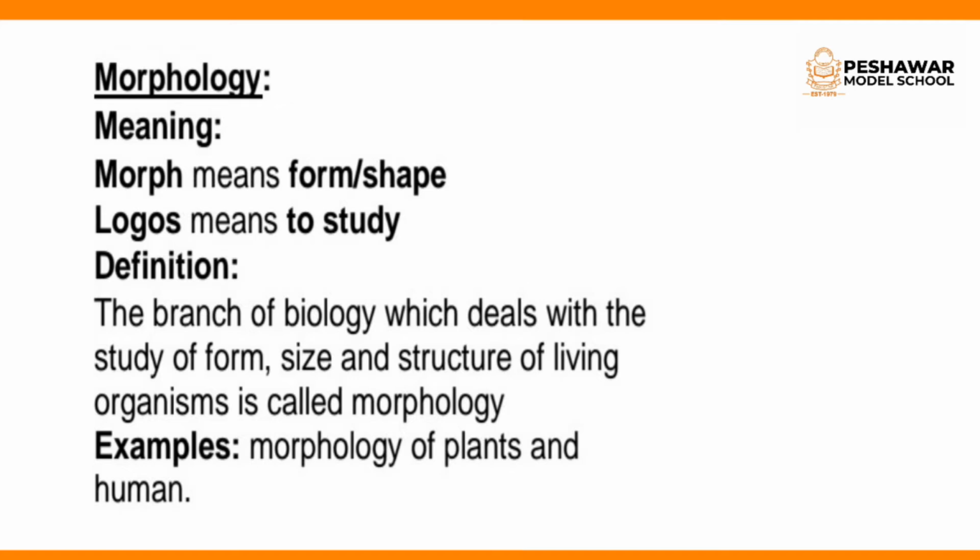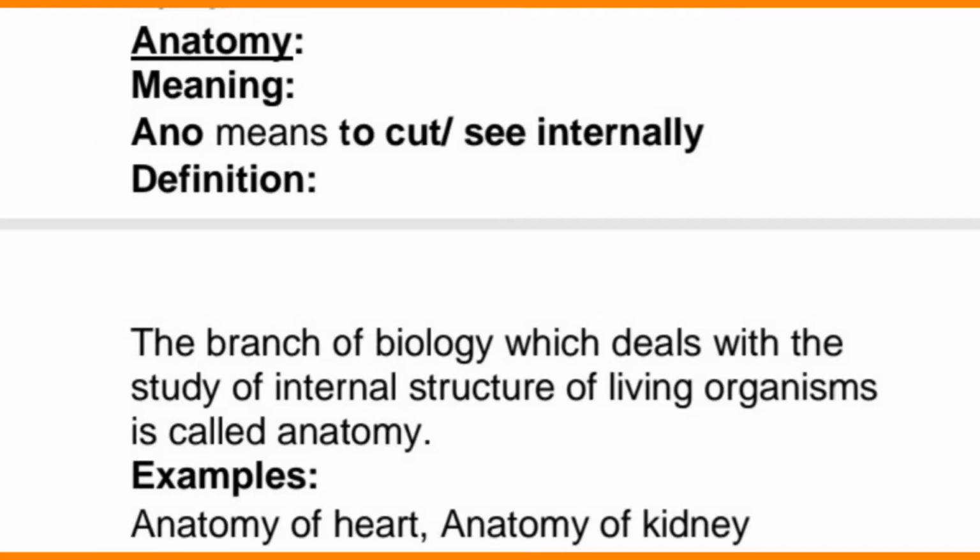Morphology of a plant means that the plant has stem, leaves, branches, flowers, etc. And the morphology of man means that man has hands, eyes, nose, etc. So the branch of biology that deals with the study of form, size, and structure of living organisms is called morphology, and there is morphology of plants and morphology of animals.